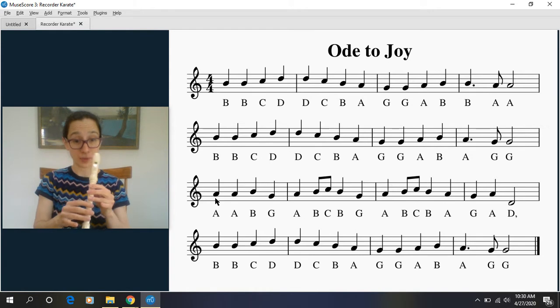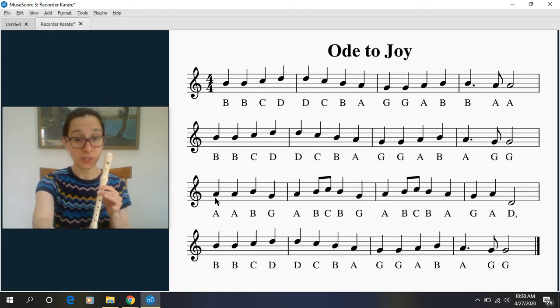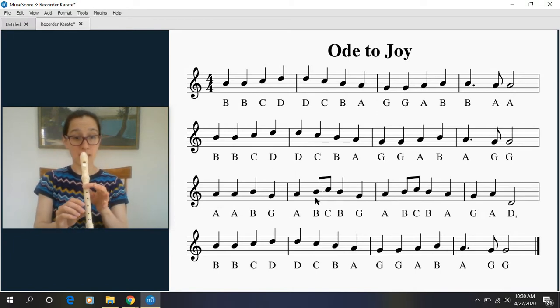So there's line three. Now the part that I know trips a lot of people up is this two-note change, B to C. So you're switching between your first finger and your second finger. Try that with me a couple times. Just move your finger. First, second, first, second, first, second.